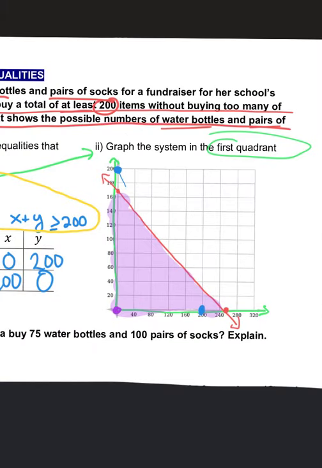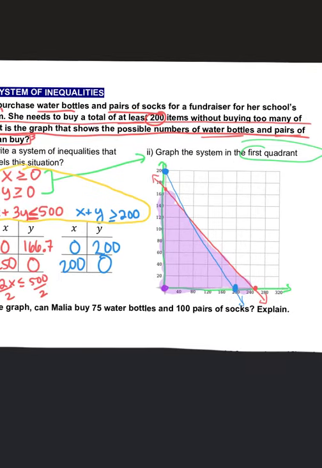So I'm gonna go ahead and just connect all of my dots. Now let's check my shading. If I plug 0 in for y and x, I get 0 plus 0 is greater than 200. That is false. 0 is never going to be bigger than 200. So I'm going to go back up here and grab my little shading guy, and I'm going to shade everything above this blue line. Now recall that where the shading overlaps is our solution set.